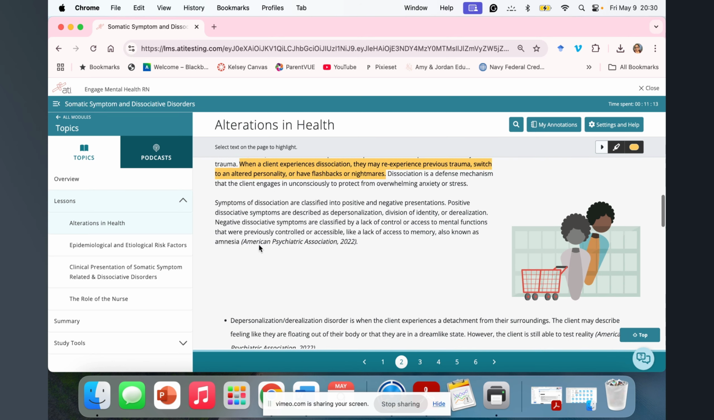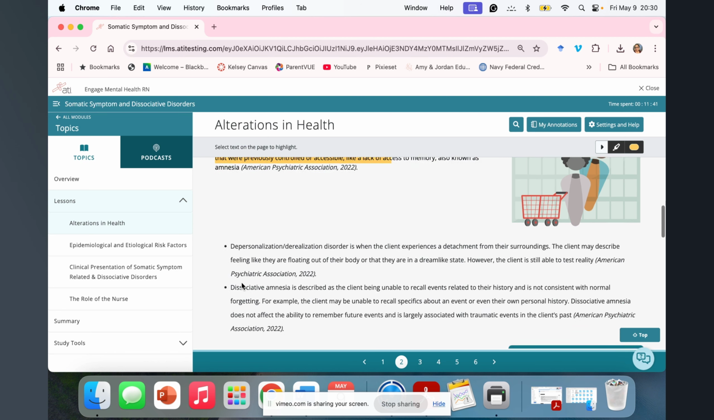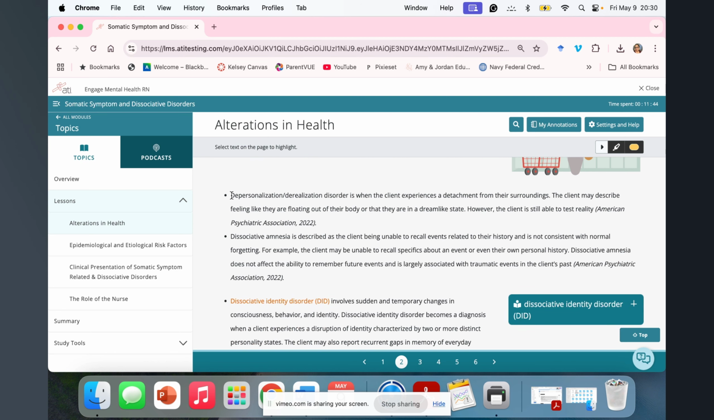It's down here. Symptoms of dissociation are classified into positive and negative presentations. Positive is described as depersonalization, derealization, or intrusions. And then when we talk about negative dissociative symptoms, these are classified by lack of control or access to mental functions that were previously controlled or accessible, like lack of memory, also known as amnesia. Okay. And so when we talk about depersonalization, derealization, this is a detachment from the patient's surroundings. They may say that they're in a dreamlike state, floating outside of their bodies.